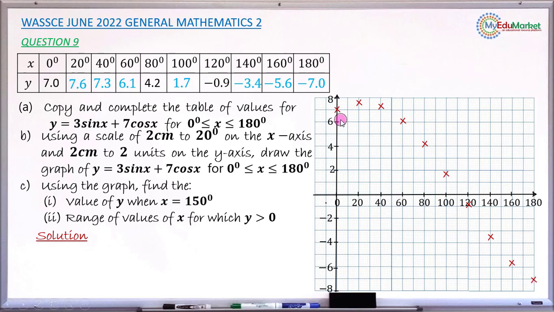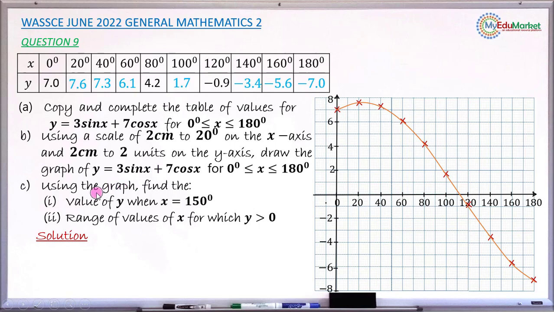So next is to use your broomstick or your French curve to join those points using a smooth curve. The curve has to be smooth because we are answering questions from this graph. If the curve is not smooth, your answers may not be accurate. So the curve is now going to be like this. Look at it. I will join all the points together using this smooth curve. So question number B has been answered.